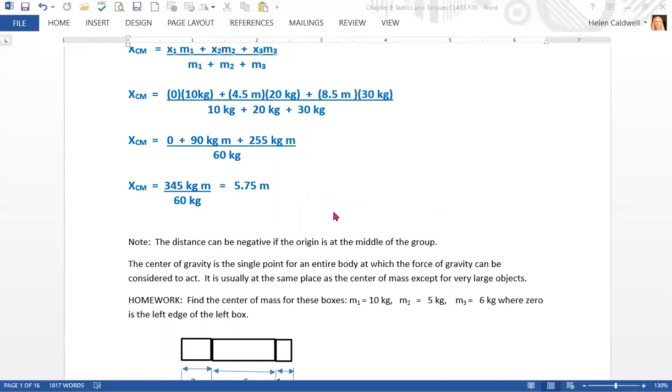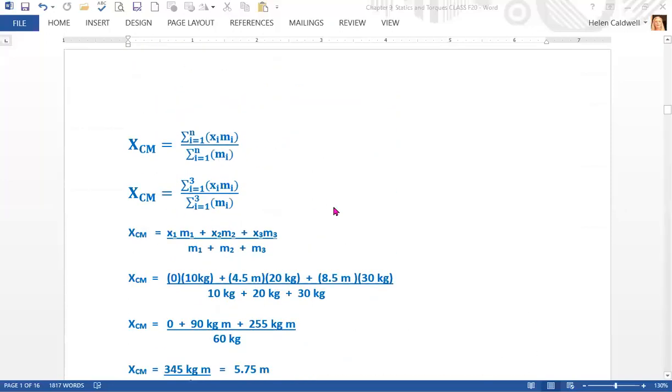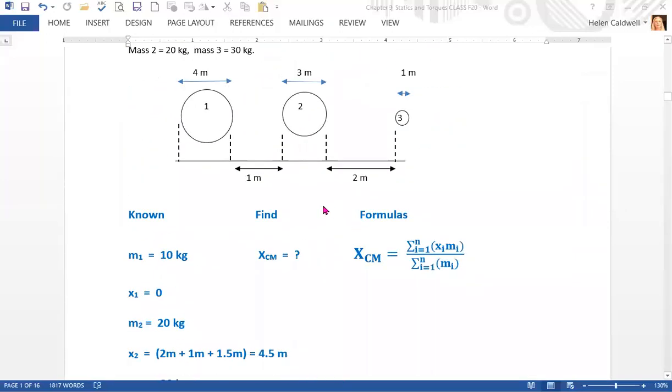The distance can be negative if our origin was at the center of the group. Some of our distances would have been negative distances, and who knows, let's see, where would 5.75 meters have put us in the picture? Okay, 4 meters. Here is 5 meters. To the middle would be 6.75. And that means we are to the left of the middle. So if our origin had been at the middle of ball 2, our center of mass would have had a negative value.